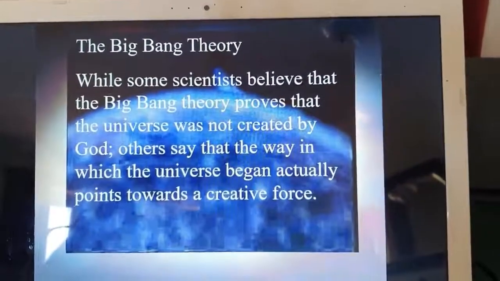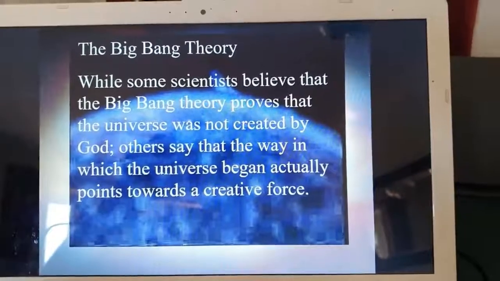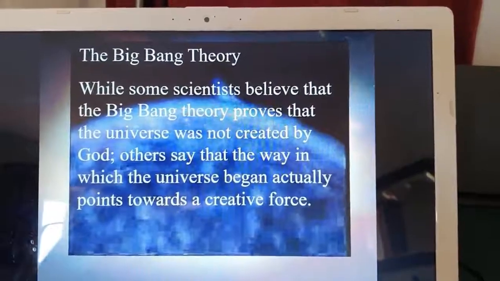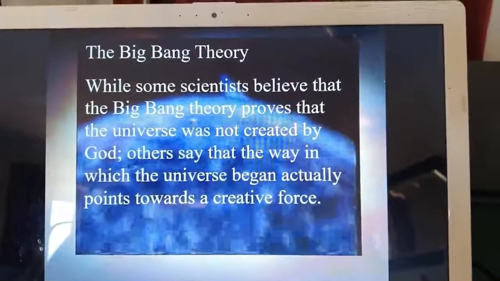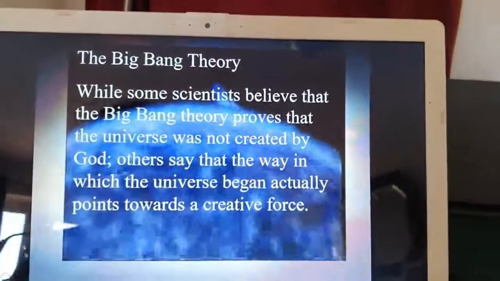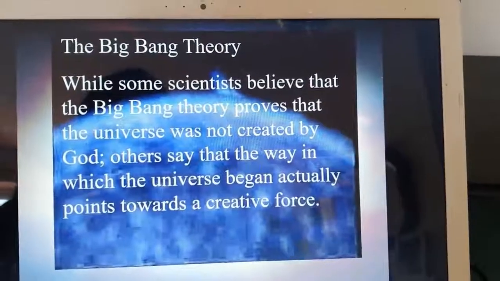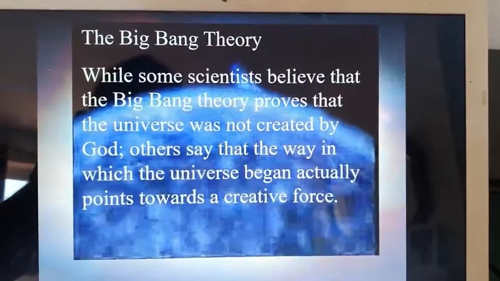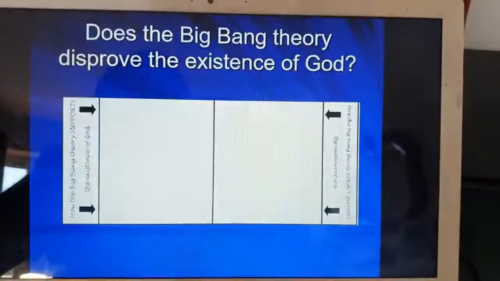So the next slide says, while some scientists believe that the Big Bang Theory proves that the universe was not created by God, others say that the way in which the universe began actually points towards a creative force, because they say, for example, that the Big Bang had to have happened at just the right rate for it to end up as the universe that we have now. So some say that even the Big Bang, which seems like a random chaotic explosion, needed to have some sort of planning and order and design behind it. So this is where the Big Bang Theory overlaps with the design argument. They sort of blend into each other at this point.